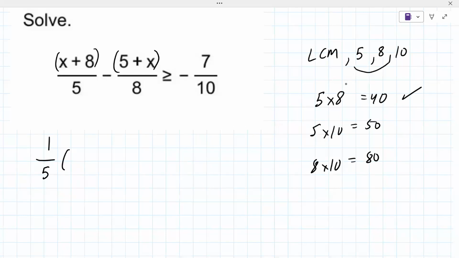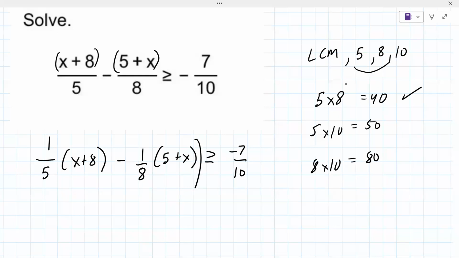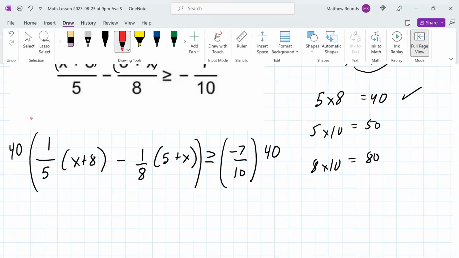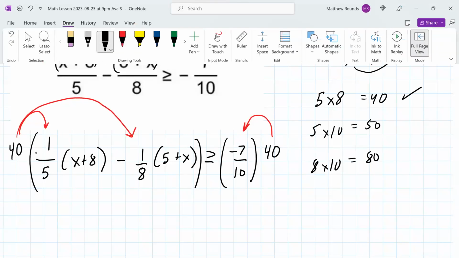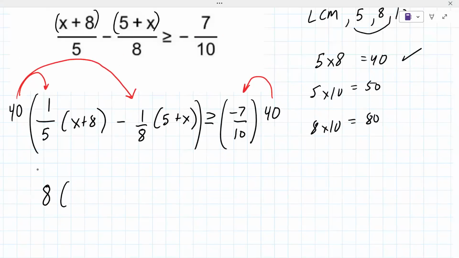It's 1/5 times x plus 8 minus 1/8 times 5 plus x greater than or equal to -7 over 10, like this. So now we multiply everything by 40, and just like we talked about in the previous problem, that 40 goes to the fraction and it goes to the other fraction. Does it go to the one on the end too, right? Yes, just doing one side at a time. So 40 times 1/5, or 40 divided by 5, is 8.